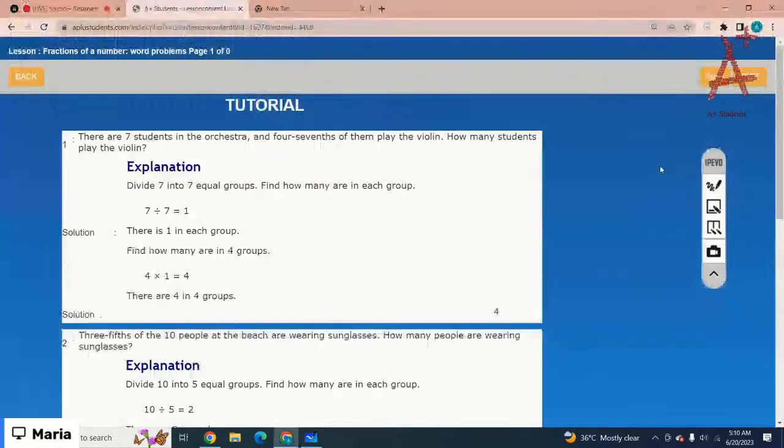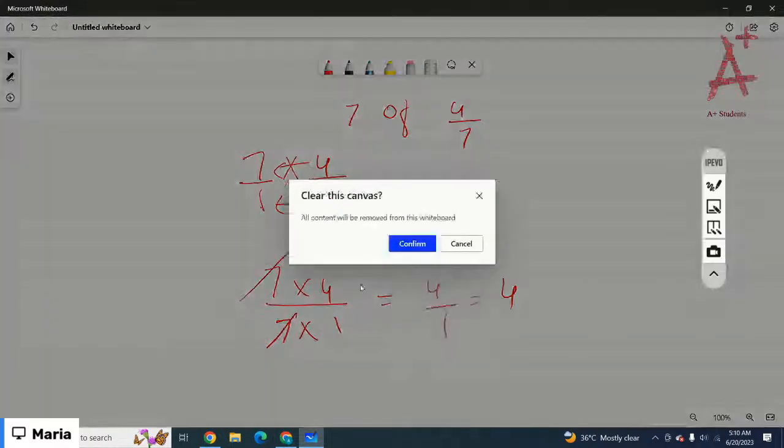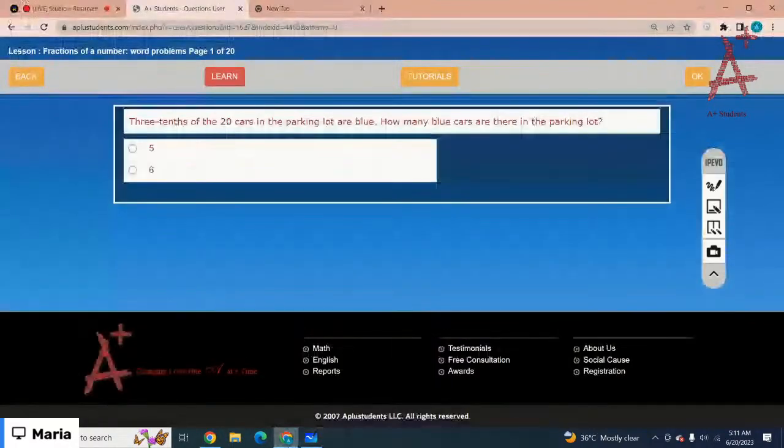Let's just start with the practice questions. Just listen to me carefully. They are very easy. You just have to understand the concept. Let's just start with the first one. 3/10 of the 20 cars in the parking lot are blue. How many blue cars are there in the parking lot?